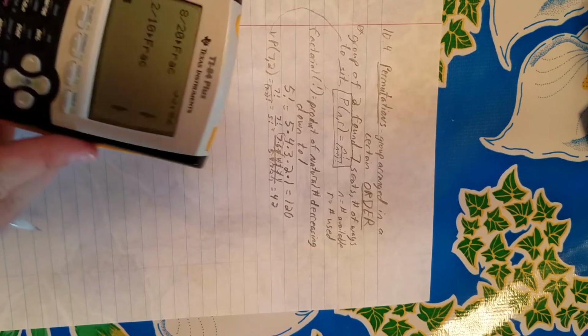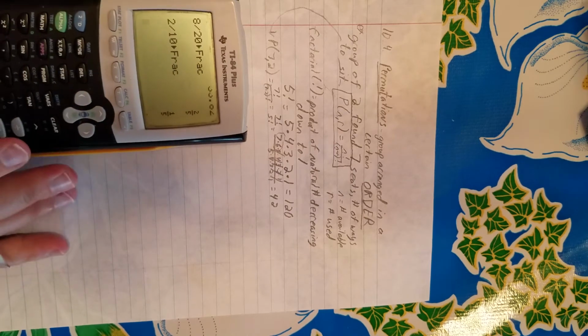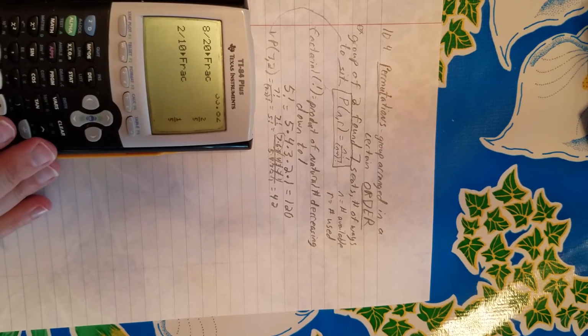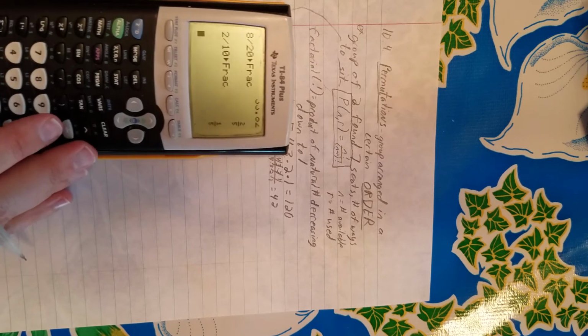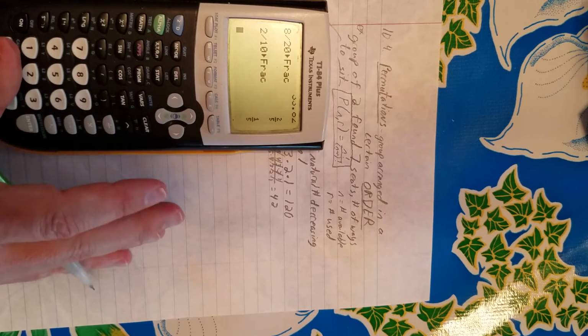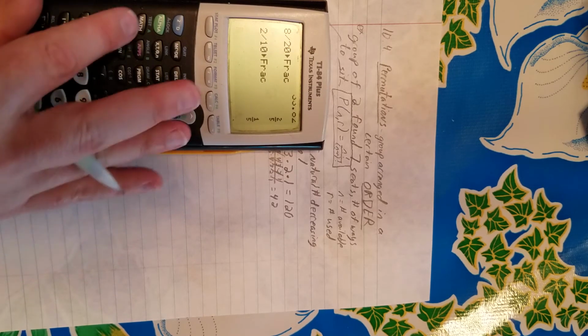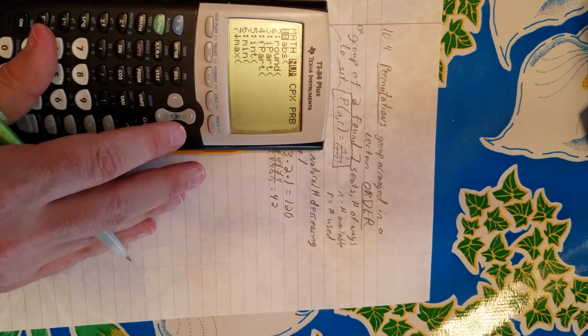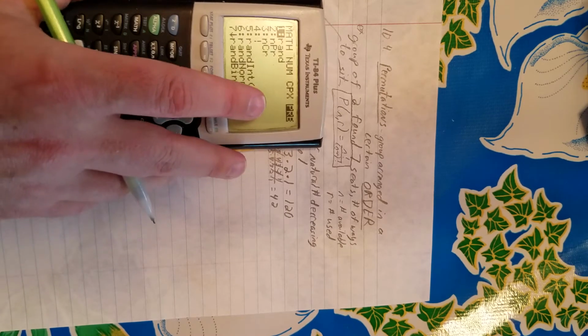Now, we normally are not going to do that, but I did want to show you how you get that answer without a calculator. All right. How you get it on the calculator, let's see if I can remember. Oh, probability. Okay, there it is.